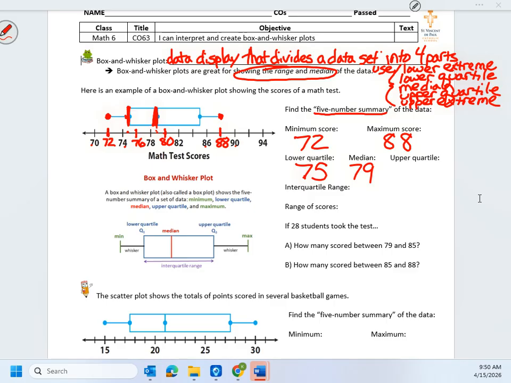Lower quartile was the left side of the box. The upper quartile is going to be the right side of the box. Does that kind of make sense? Lower quartile is the left side, upper quartile is the right side. So what score would that be, Ashley? 85.